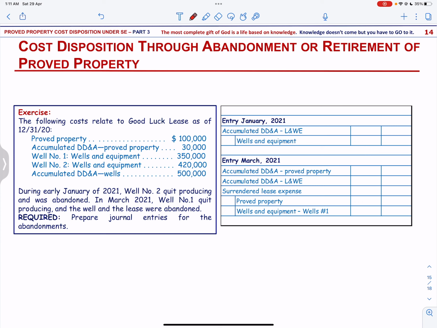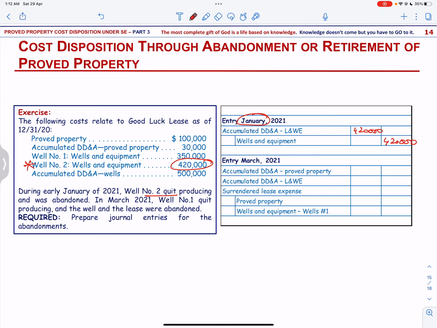During early January, well number 2 quit producing and was abandoned. In March 2021, well number 1 quit producing and the well and the lease were abandoned. So for 2021, in January, we have an entry: accumulated depreciation for well number 2 of 420,000 debit and wells and equipment credit by 420,000, and you can see that it is not the entire lease that is being abandoned at this time.